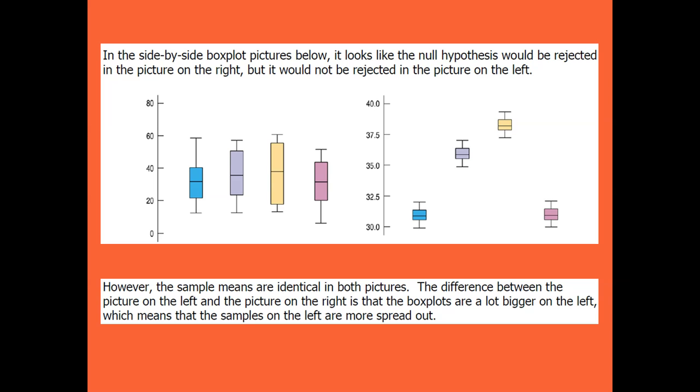If the null hypothesis is that all the population means are equal, looking at these two pictures, it looks like you'd reject the null in the picture on the right, but you wouldn't reject the null in the picture on the left. That's accurate. That intuition is correct. But the sample means are identical in both pictures. The thing that's different is how spread out the individual samples are. The box plots on the left are much more spread out than the box plots on the right. So that means that the variation within the groups on the left is a lot bigger.